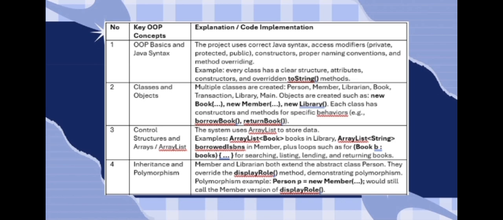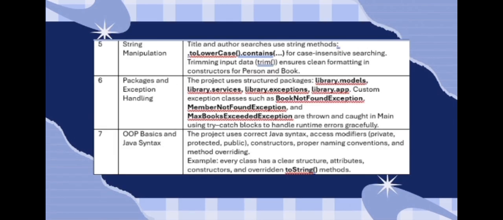Third, control structures and arrays. We use ArrayLists to store data and loops to search, list, lend, and return books. Next, inheritance and polymorphism. Member and Librarian extend the abstract class Person and override displayRole. Polymorphism allows us to call the correct method even when referencing the object as a Person. Fifth, string manipulation. We handle searches using toLowerCase and contains for case-insensitive matching, and trim input with trim for clean formatting.